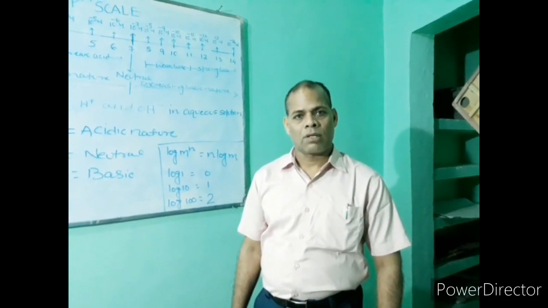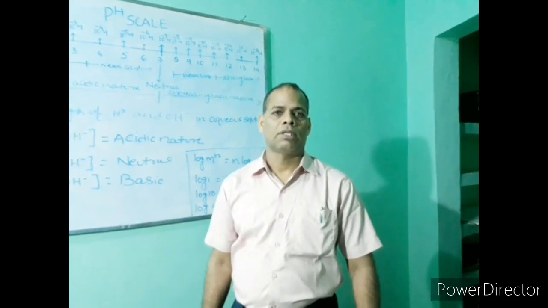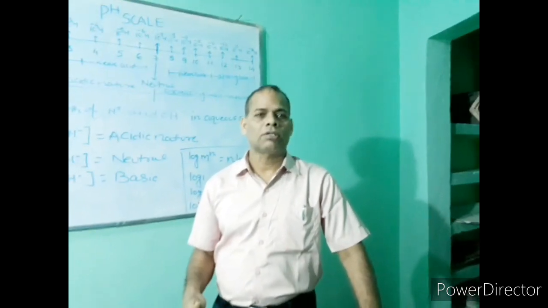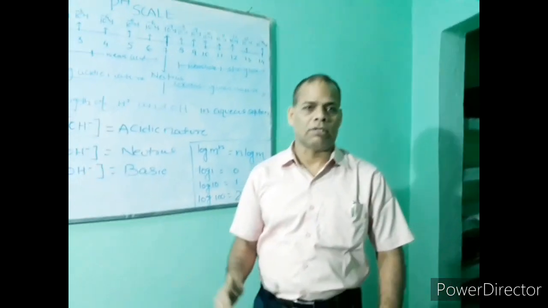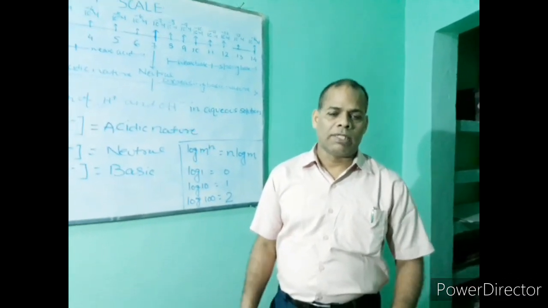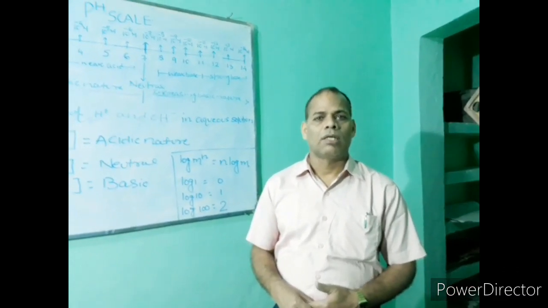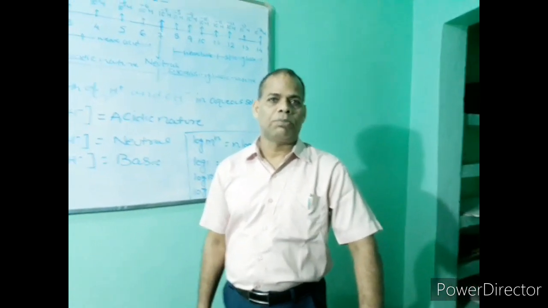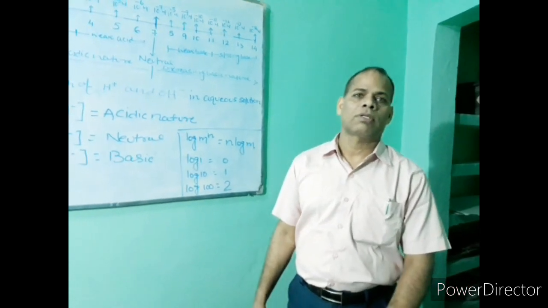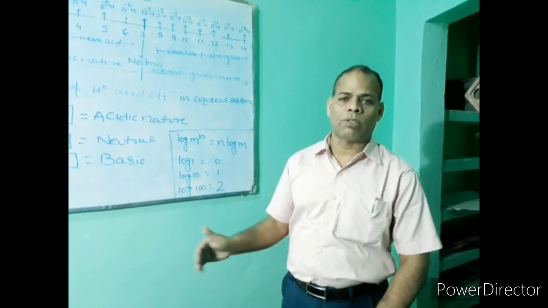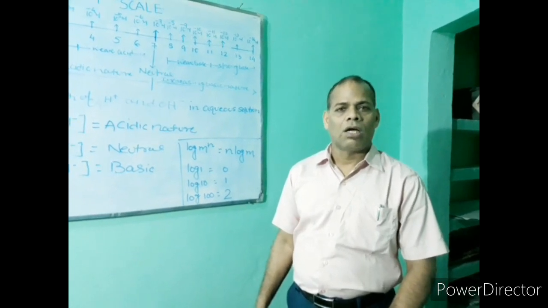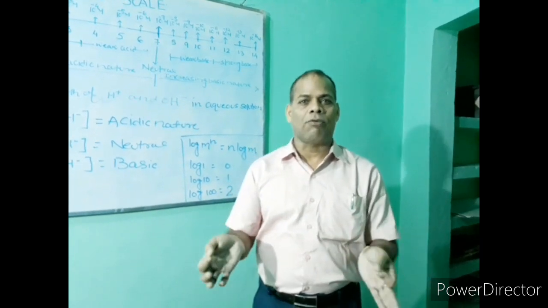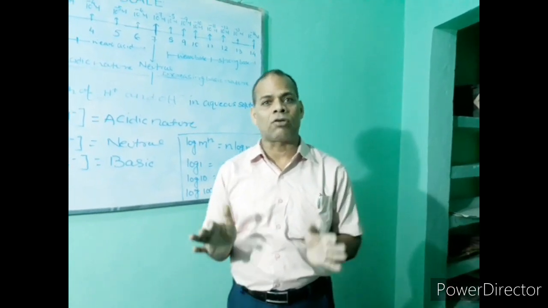Today, I am going to discuss the pH scale and numericals based on it. My dear students, yesterday we already discussed what pH is. pH is the negative logarithm of hydrogen ion concentration to the base 10. As I said earlier, a logarithm is nothing but a way to simplify the calculation.